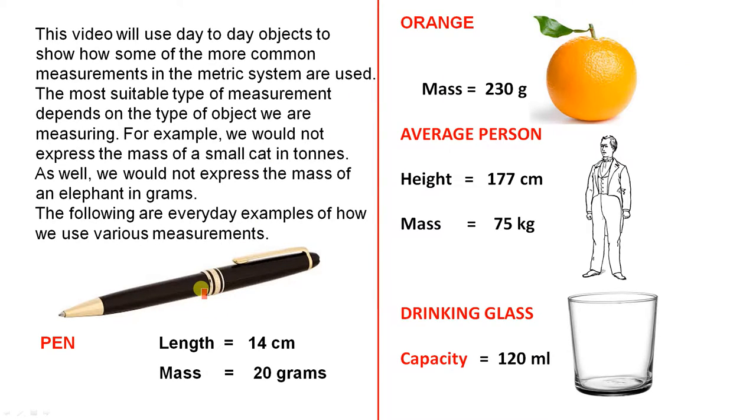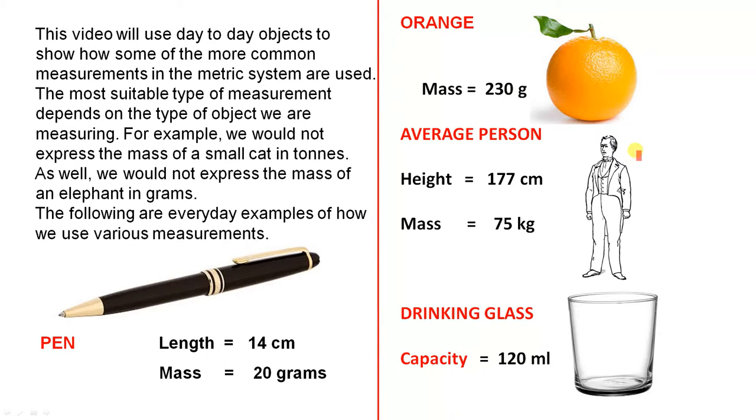So if we look at a pen, just an ordinary writing pen, the length could be 14 centimetres, give or take, and the mass could be about 20 grams. So when we're talking about length, we can use centimetres. When we're talking about mass, we use grams, because it's only a small object. Let's look at an orange. If we're talking about the mass of an orange, we would use the units of grams, say 230 grams for example, and that can vary depending on the size of the orange.